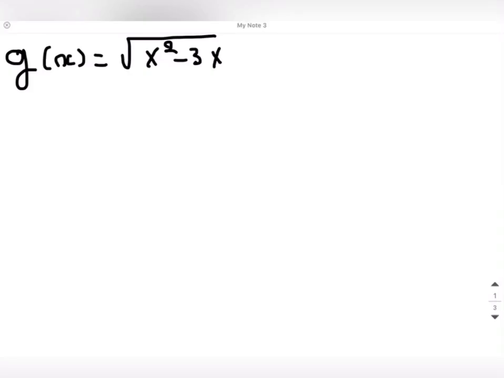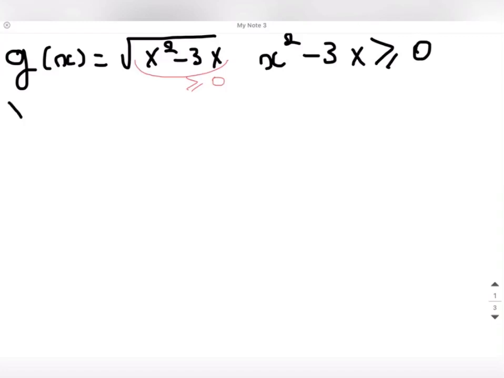In this video, I'm going to give more examples about how to determine the domain and range of a function. So, suppose this function g of x equals radical x squared minus 3x. It is defined when the expression under the radical is greater than or equal to 0. So it is defined when x squared minus 3x is greater than or equal to 0. If we take x in factor, we get x times x minus 3. It should be greater than or equal to 0 for g of x to be defined.